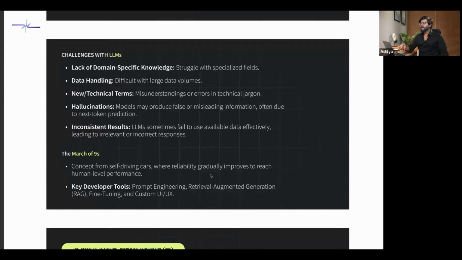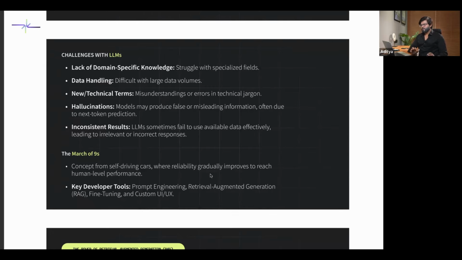And then there are inconsistent results, another big problem. Running the same query multiple times can yield different answers. They sometimes miss obvious information present in the prompt or in the context.